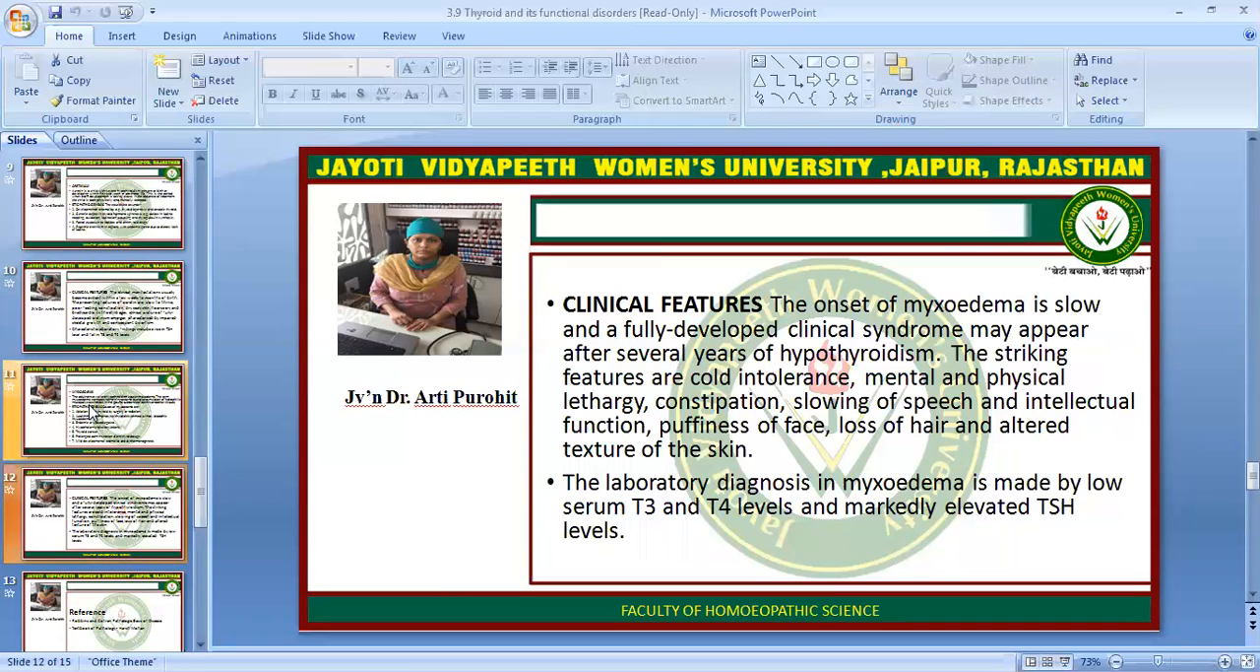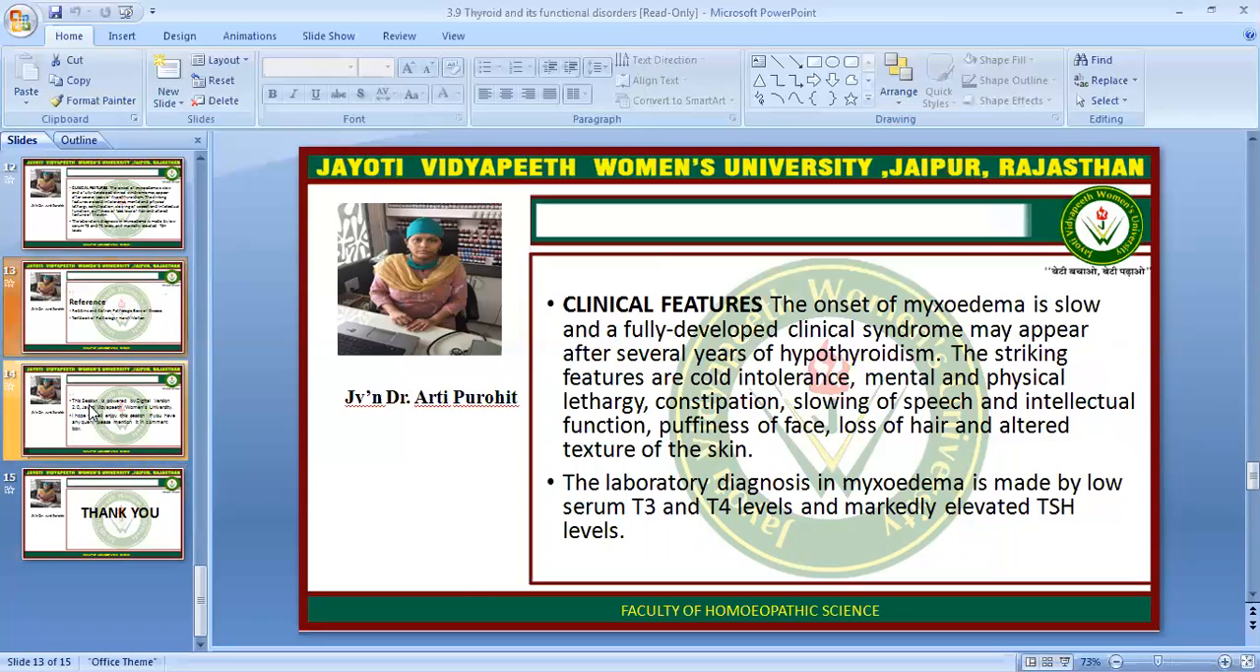Now, the clinical features: the onset of myxedema is slow and fully developed clinical syndrome may appear after several years of hypothyroidism. The striking features are cold intolerance, mental and physical lethargy, constipation, slowing of speech and intellectual function, puffiness of face, loss of hair, and altered texture of the skin. The laboratory diagnosis in myxedema is made by low serum T3 and T4 level and markedly elevated TSH level.